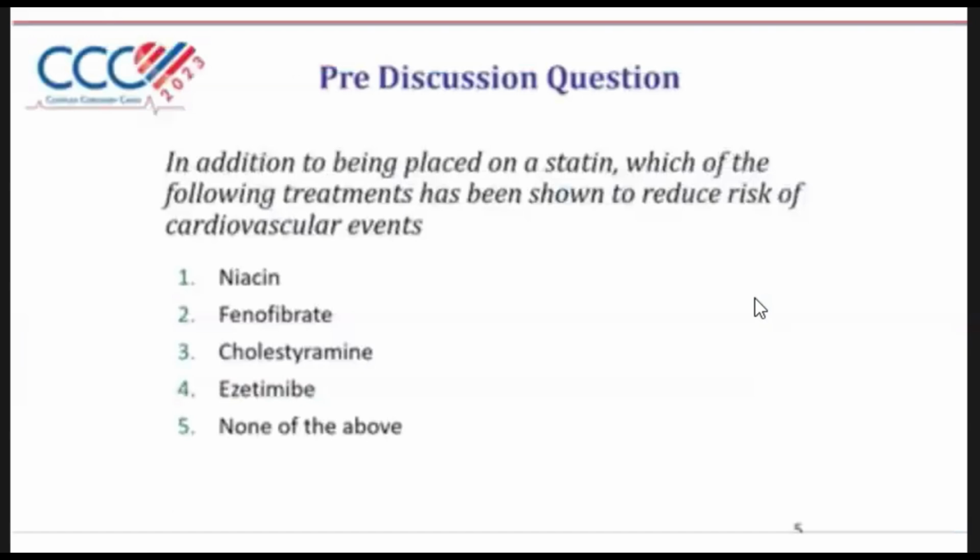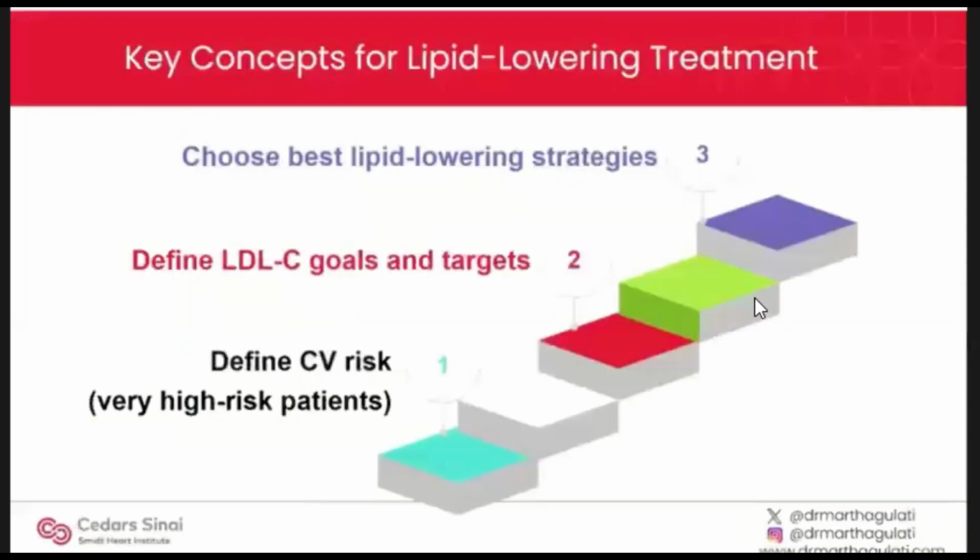Now the pre-discussion question is: in addition to being placed on a statin, which of the following treatments has been shown to reduce the risk of cardiovascular disease? Is it niacin, a fibrate, cholestyramine, ezetimibe, or none of the above? We will move on to the lecture, and as we go through it, we will find the answer for this. So, key concepts in lipid lowering treatment.